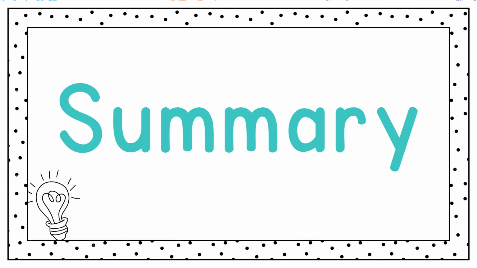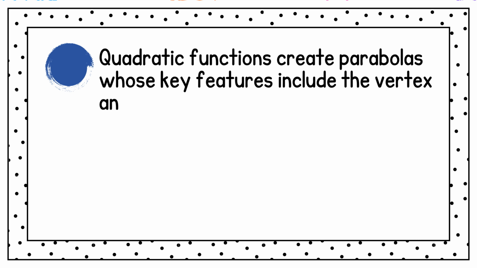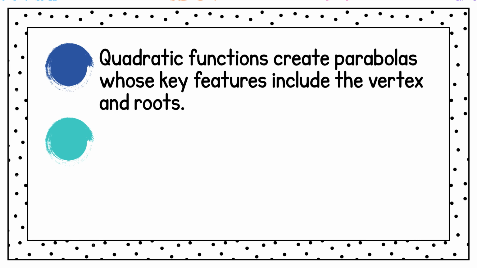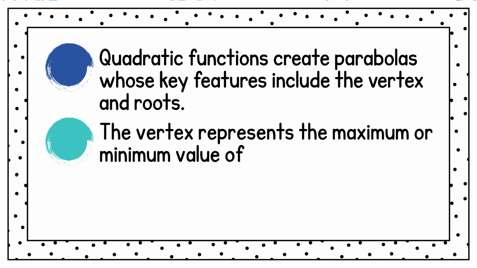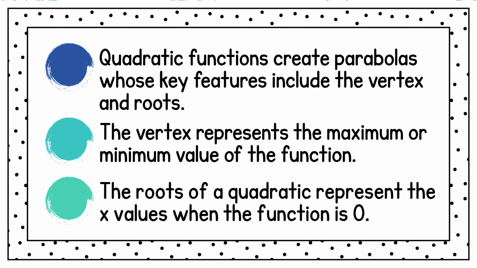Now let's summarize what we've learned. Quadratic functions create parabolas whose key features include the vertex and roots. The vertex represents the maximum or minimum value of the function, and the roots of a quadratic represent the x values when the value of the function is 0.